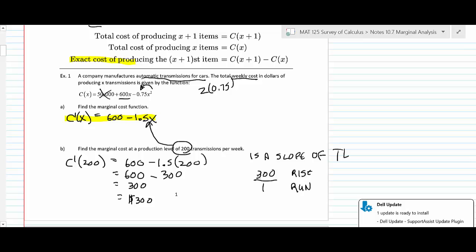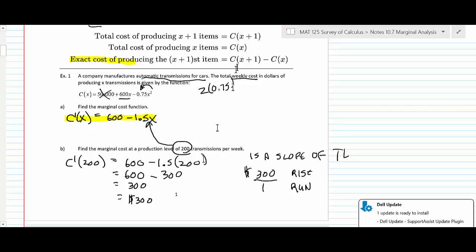Well, what does the rise mean? The rise means that $300 is changing. The run is X, so that would mean the number of things that you're producing. So you would say at a production level of 200 transmissions per week, the cost is changing by, and it's increasing because it's positive, it's increasing by $300 per item. Okay, that's the idea. Does that make sense?